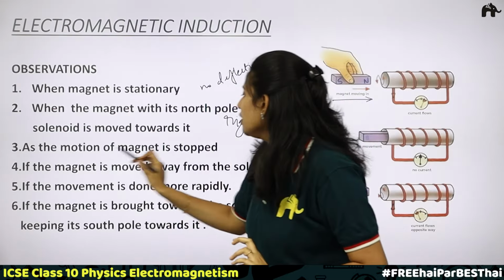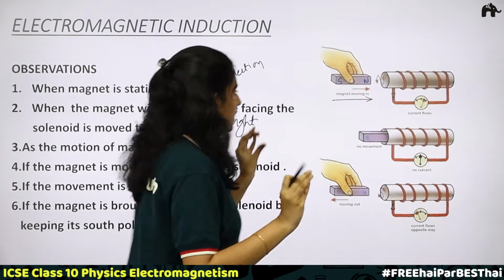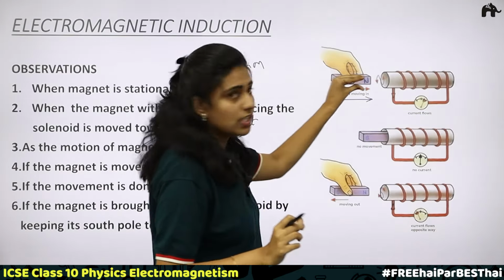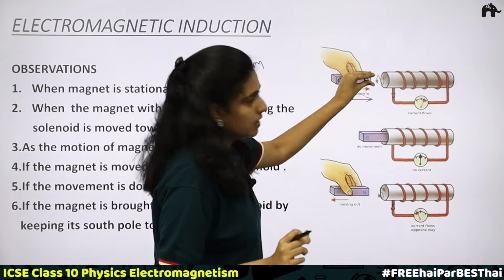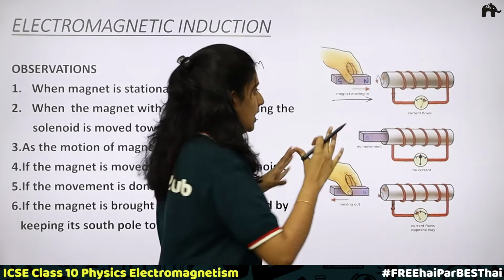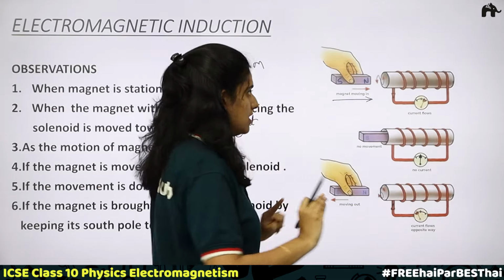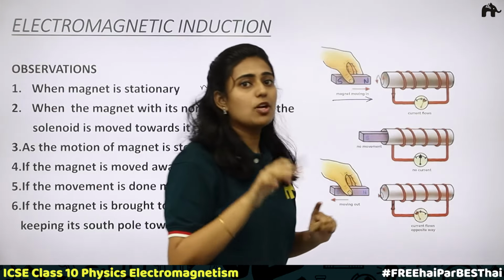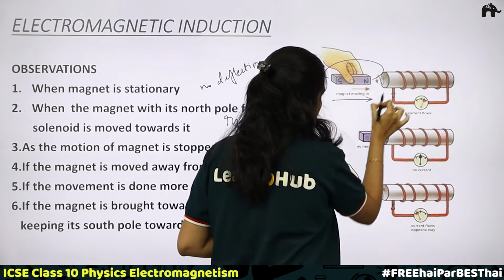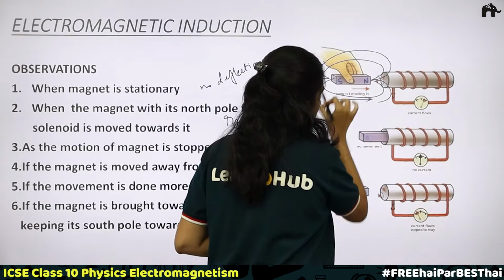Third is when the motion of the magnet is stopped. Initially the magnet was at this position, it is moved towards the solenoid, reaches a particular point, and is stopped. That is, the magnet is no more moved. In that case, there is no change in the number of field lines, right? There will be a magnetic field.